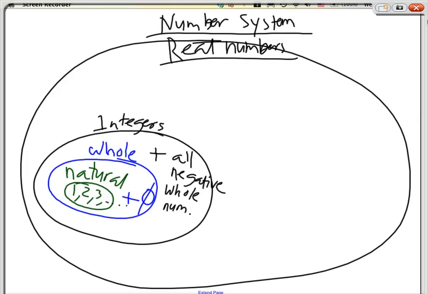Notice I said all negative whole numbers. No decimals yet, huh? You've never seen them yet. You don't know what decimals are yet. Not at this point. And now as we go one layer out, here's the next layer.